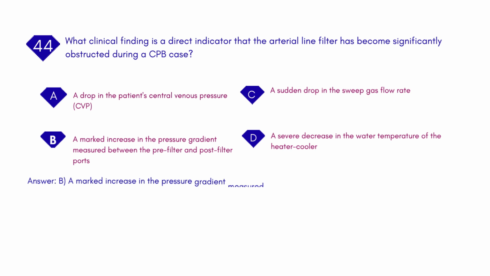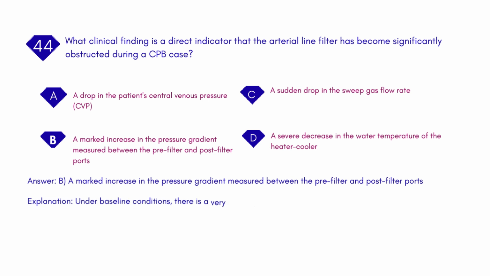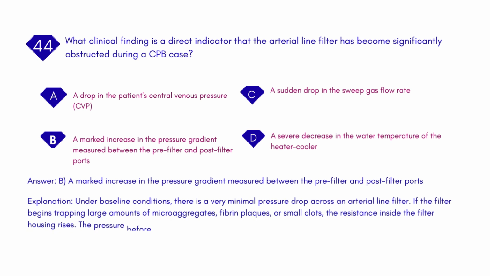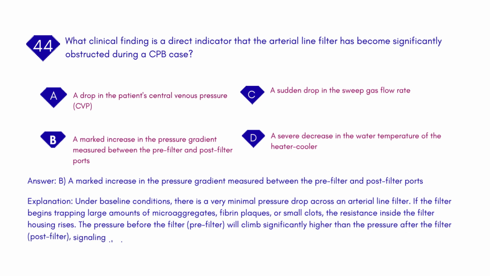Answer, B. A marked increase in the pressure gradient measured between the pre-filter and post-filter ports. Explanation: under baseline conditions, there is a very minimal pressure drop across an arterial line filter. If the filter begins trapping large amounts of microaggregates, fibrin plaques, or small clots, the resistance inside the filter housing rises. The pressure before the filter, pre-filter, will climb significantly higher than the pressure after the filter, post-filter, signaling that the device is fouling and may need to be bypassed.